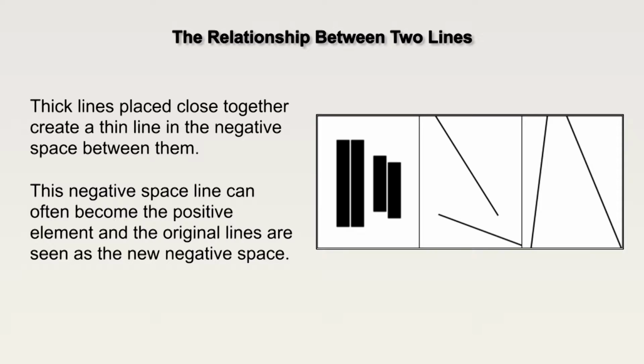Thick lines placed close together create a thin line in the negative space between them. This negative space line can often become the positive element, and the original lines are seen as the new negative space.